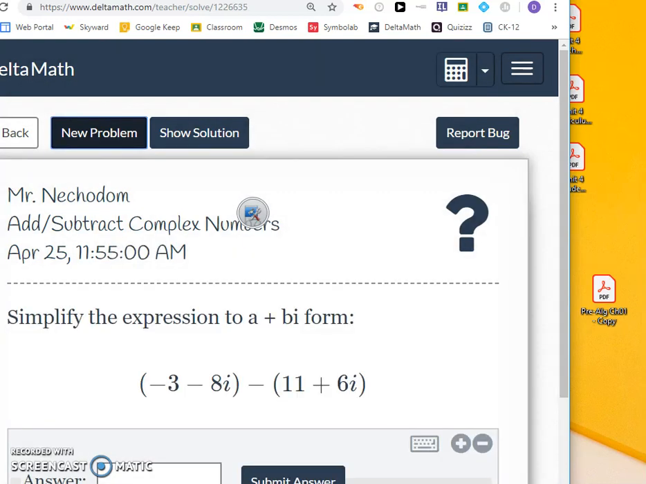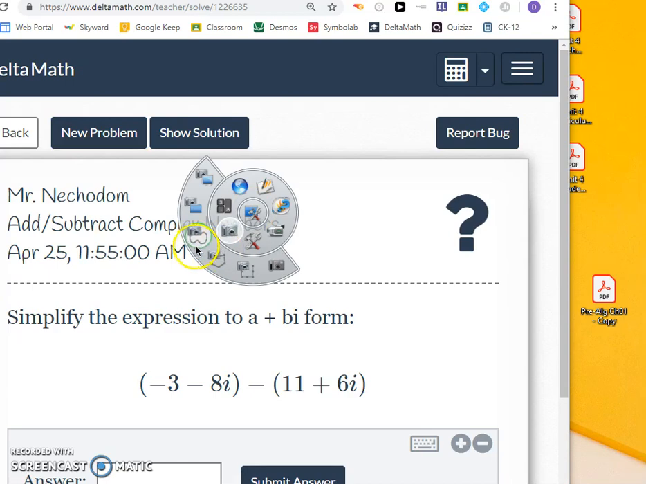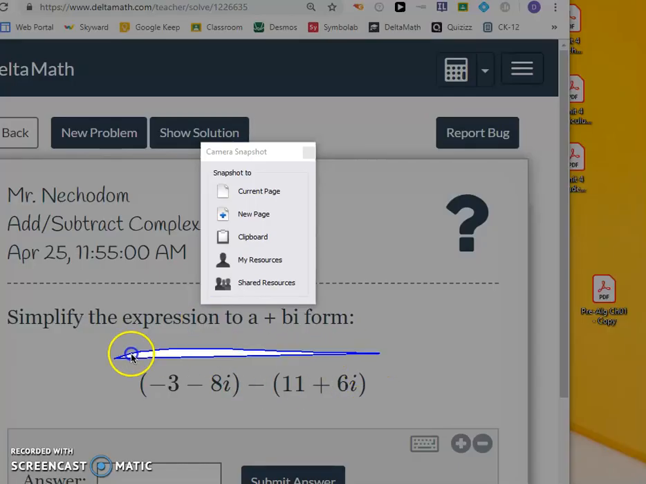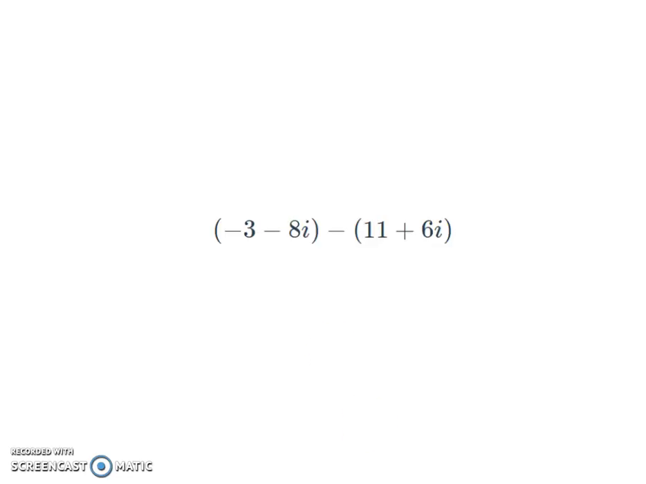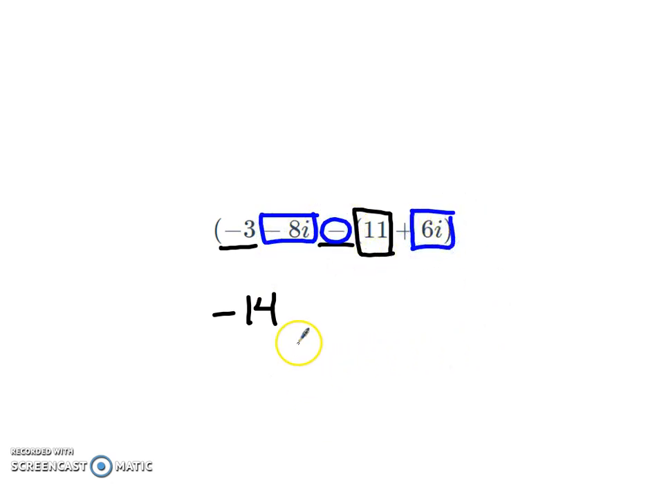If it's subtraction, it works the same way. Let me copy this one, we'll do it. So I've got negative 3 minus 11. Okay? So negative 3 minus 11 is negative 14. And then I've got negative 8i minus positive 6i. So negative 8 minus 6 is negative 14i.